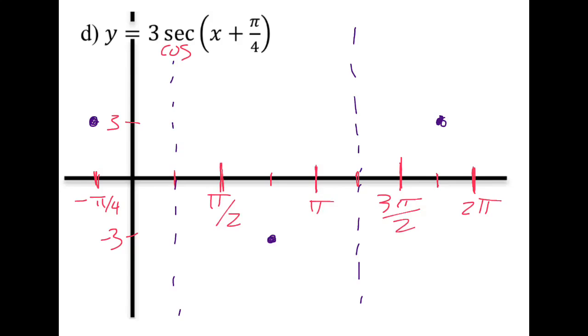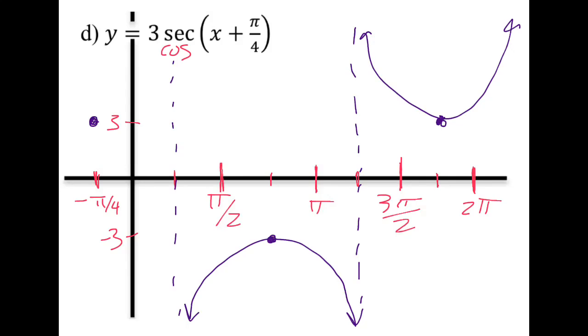Well, what do those points represent? Again, those points are going to be points on the reciprocal as well. If they're minimums, that means my function's going down. And if they're maximums, it means my function's going to be going up. And it's just that simple.